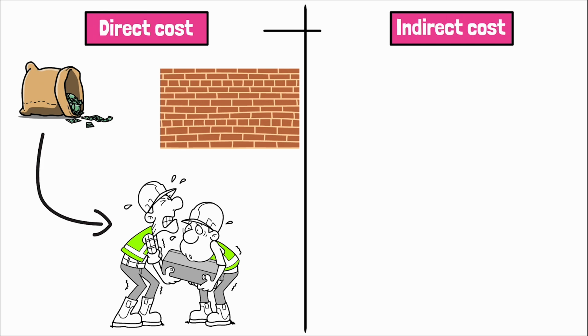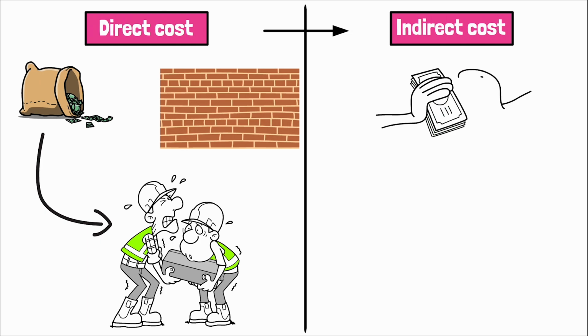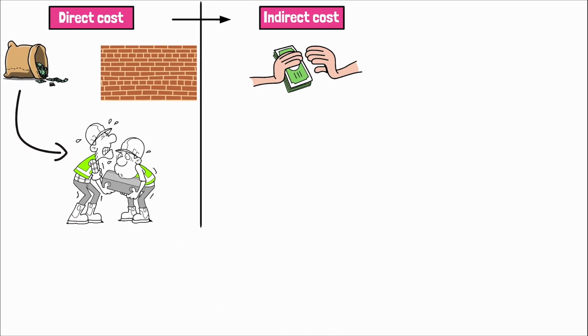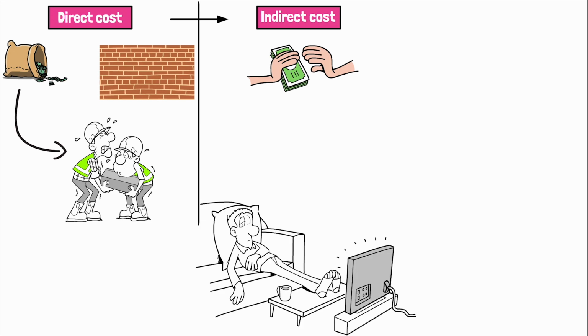However, not all costs are tied directly to project activities. Indirect costs are those that are necessary to keep the organization running but are not directly chargeable to a specific project. They're like the background music in a movie. You don't always notice it, but it's always there, influencing the overall environment.